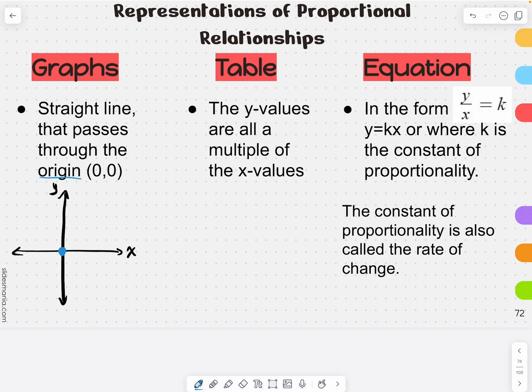Okay, so if you have a graph and it's asking, is it proportional? You're looking to see, does it go through that origin? Does it have the point 0, 0 on that line?